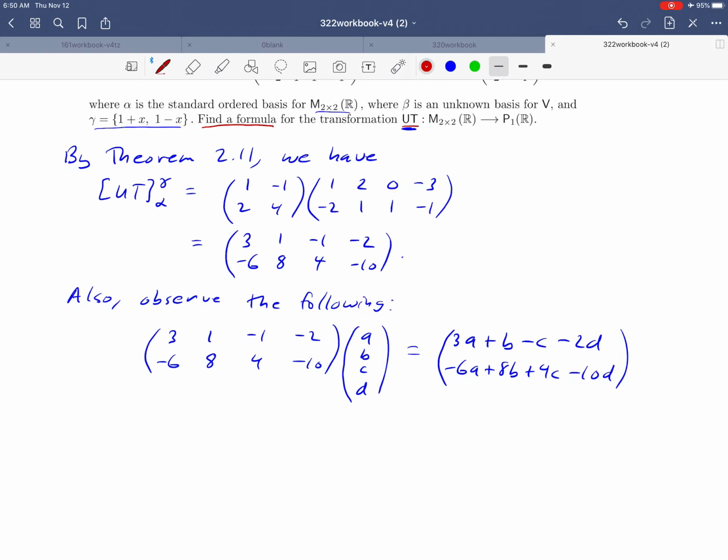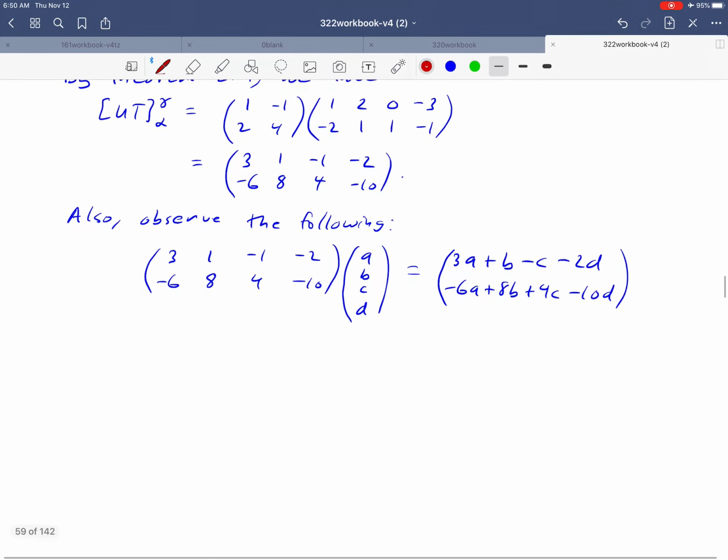And again, this comes down to coordinates. So what we're looking at over here would be coordinates relative to our domain. So these are alpha coordinates. And what's coming out are gamma coordinates. That's really just the definition of what the matrix of a transformation does. So those two coordinates tell us how to build an input vector and an output vector.